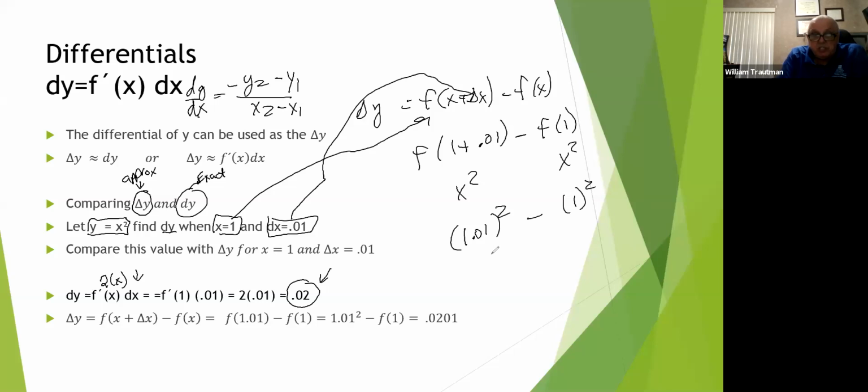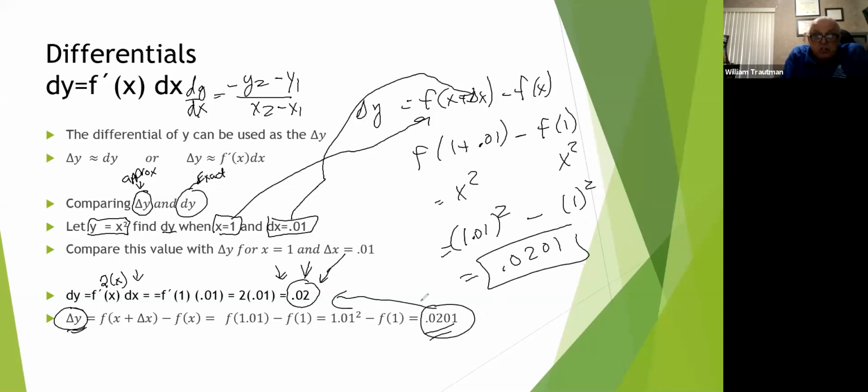And when we put this into our calculator, we get 0.0201. They just wanted to show you the derivative is this 0.02, but when we use differentials, the change of y, instead of using dy, we get a very close approximation to the actual derivative. This is the approximation. This is the actual answer.